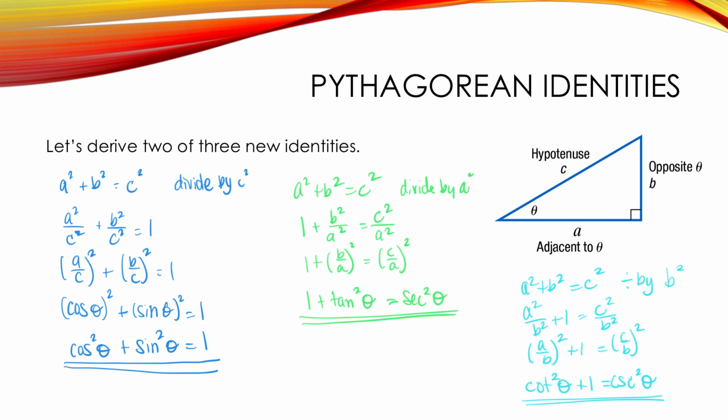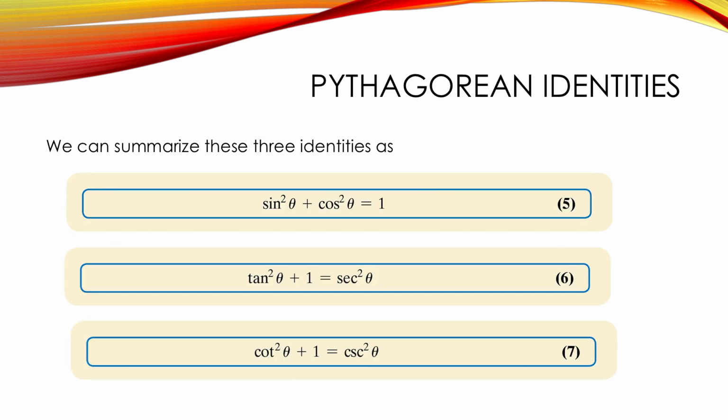When I learned these, I learned 1 plus tangent squared equals secant squared, and 1 plus cotangent squared equals cosecant squared. It doesn't matter what order you put them in, as long as you can remember them. So cosine squared plus sine squared is 1. 1 plus tangent squared is equal to secant squared. And cotangent squared plus 1 is equal to cosecant squared. These are our 3 Pythagorean identities and how we derive them. This slide just shows us all 3 of them in nicely typed format instead of my handwriting.